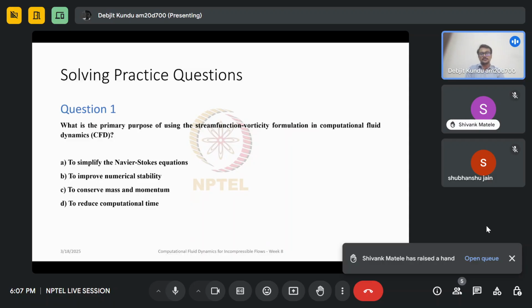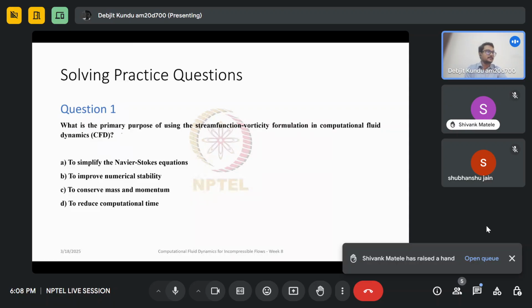Is it option A, to simplify the Navier-Stokes equations? Is it option B, to improve numerical stability? Is it option C, to conserve mass and momentum? Or is it option D, to reduce the computational time? So read the options carefully. It's a simple question. Once you've figured out the solution, you can either type it in the chat box or you can unmute and answer as well, whichever way you feel comfortable.